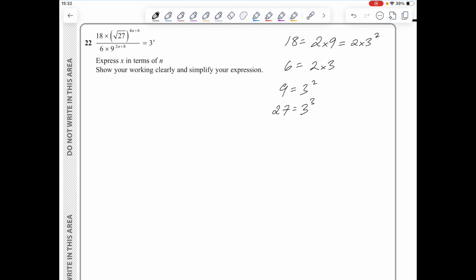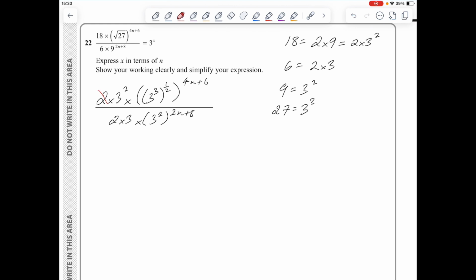So I'm going to write the fraction on the left-hand side as follows. 2 times 3 to the power of 2 times 3 to the power of 3. And now I have a square root. Square root is a power of a half. And then the whole thing to the power of 4n plus 6. Denominator, instead of 6, I'm going to have 2 times 3. And then instead of 9, I will have 3 squared and everything to the power of 2n plus 8.